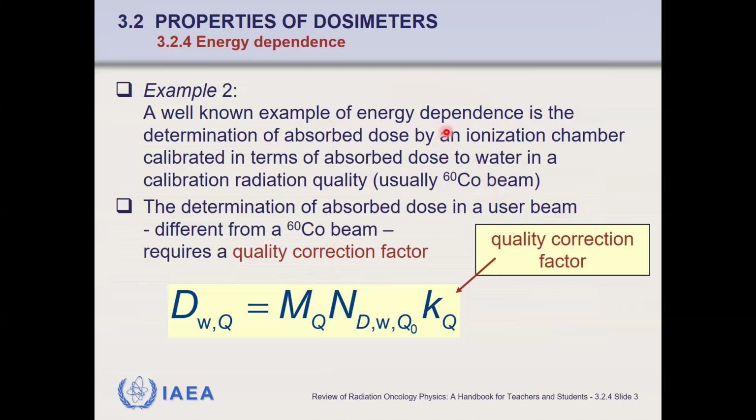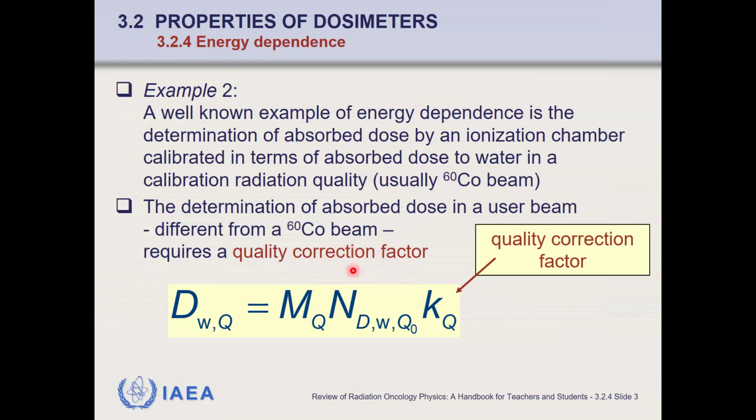So a well-known example of energy dependence is the determination of absorbed dose by this ionization chamber, calibrated in terms of absorbed dose to water. So we calibrate the ionization chamber in terms of absorbed dose to water in a calibration radiation quality. So note that if the absorbed dose needs to be determined in a user beam that is different from the Co-60 beam, an energy-dependent correction is necessary. This correction factor is referred to as the quality correction factor.